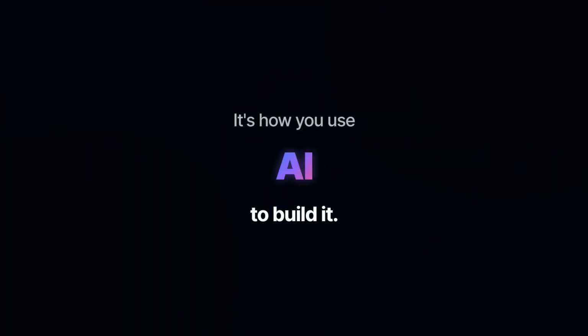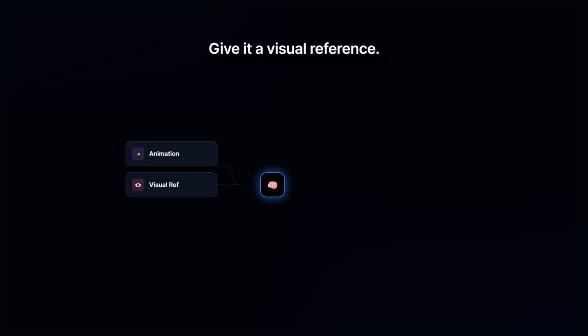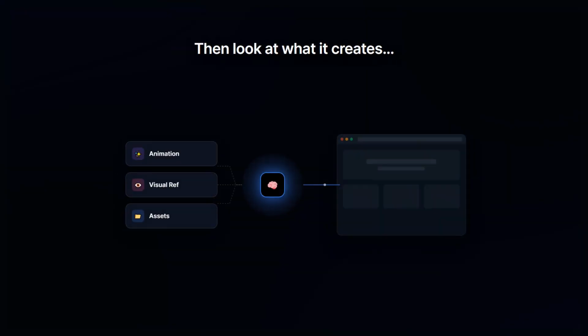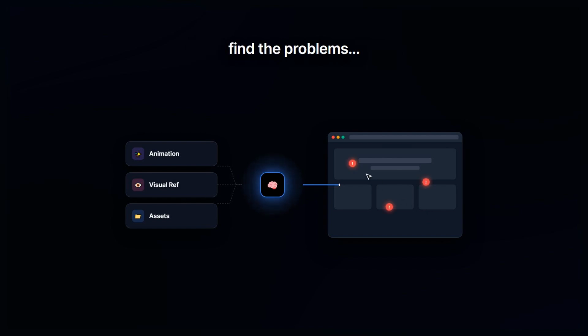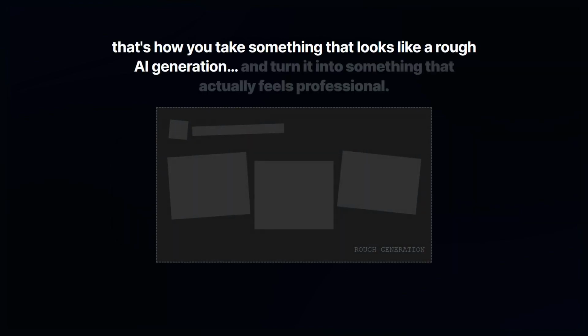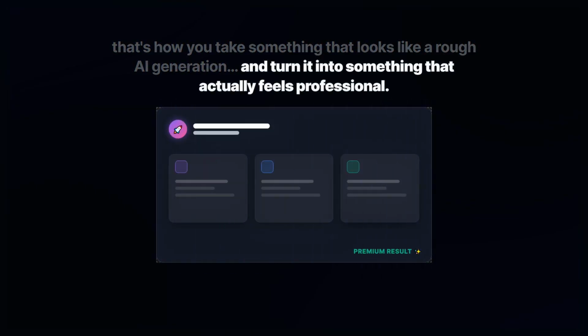But I think the bigger lesson here isn't simply that AI can generate a website, it's how you use AI to build it. Don't just ask AI, build me a perfect website. Give it the animation, give it a visual reference, give it your own images and assets. Then look at what it creates, find the problems, and fix them one by one. Because that's how you take something that looks like a rough AI generation and turn it into something that actually feels professional. And that's how I built a $220 3D animated portfolio website using free AI tools in about 8 minutes.